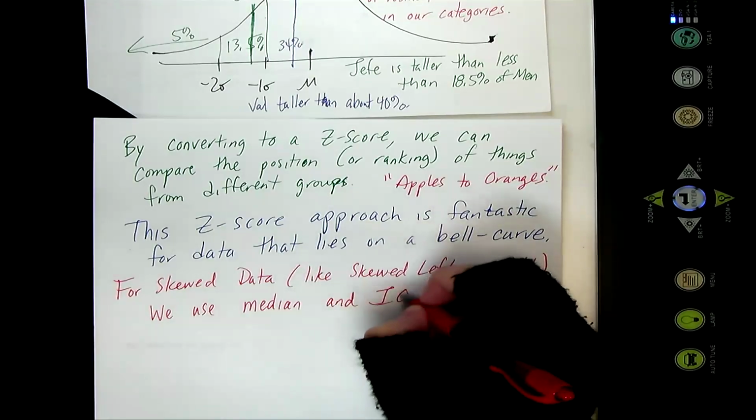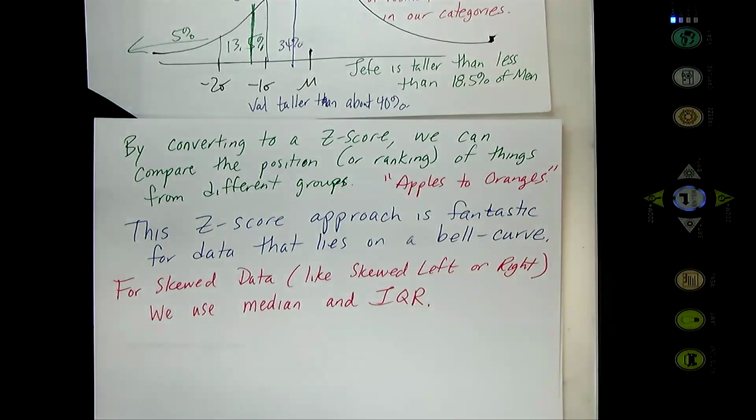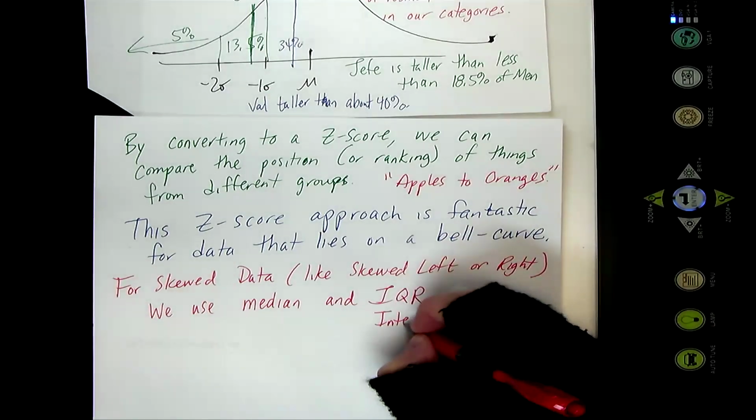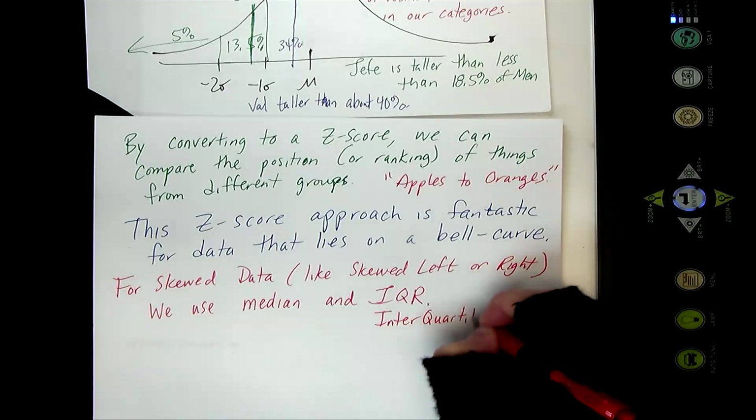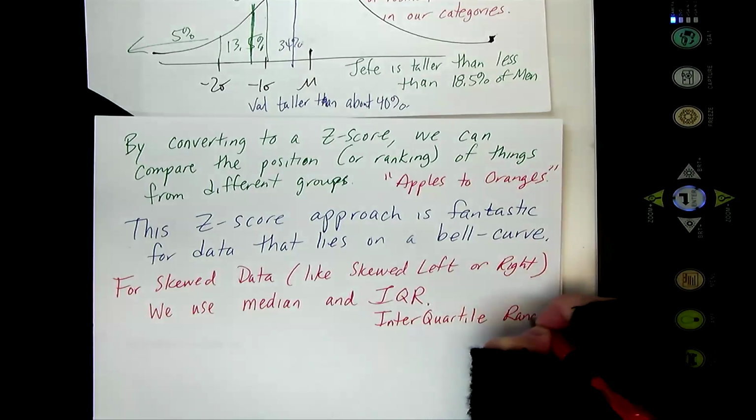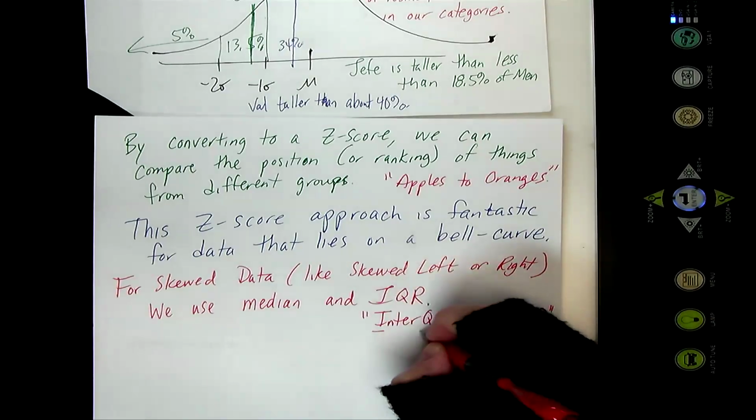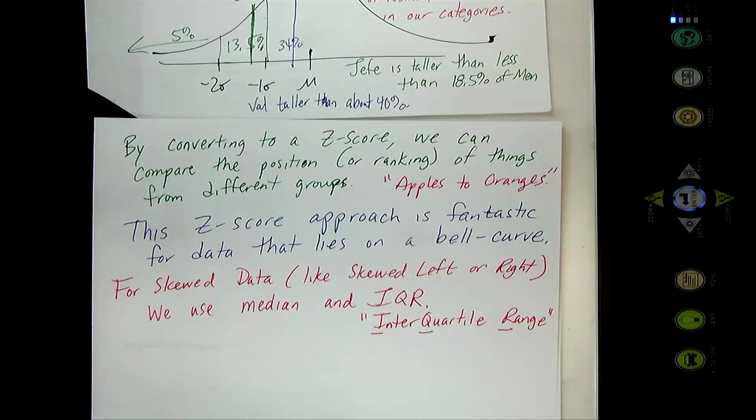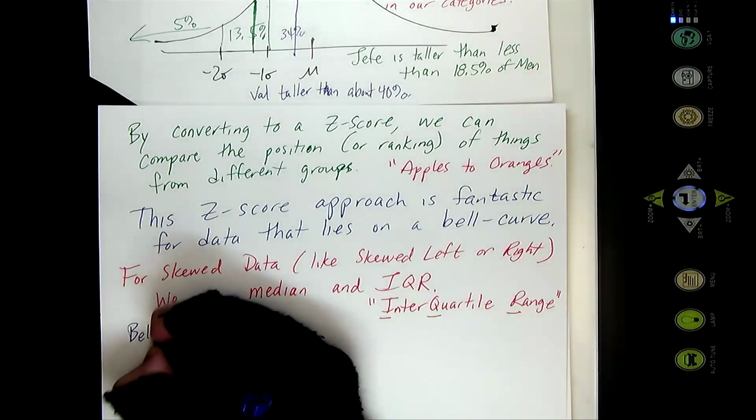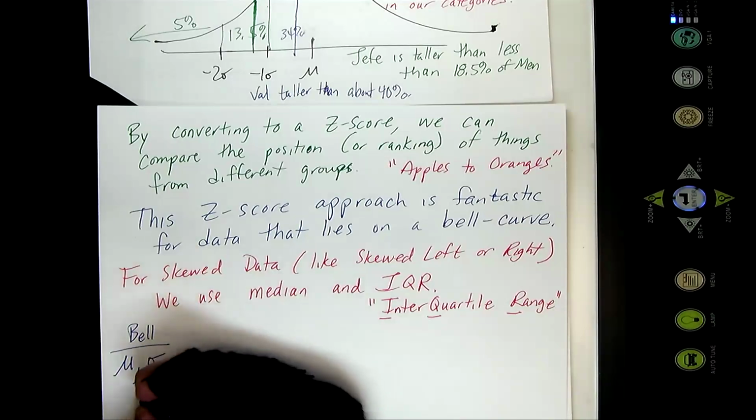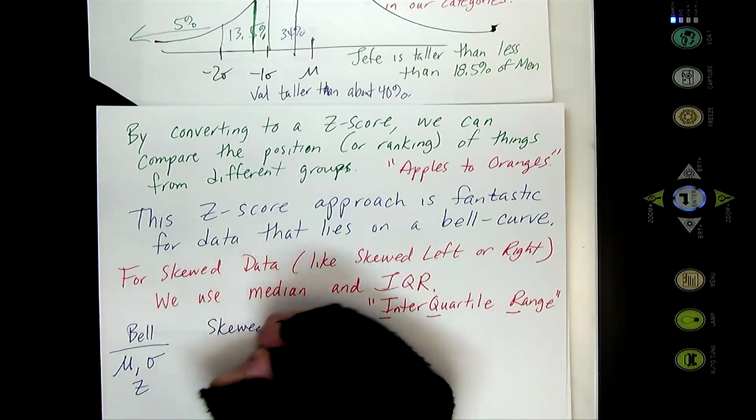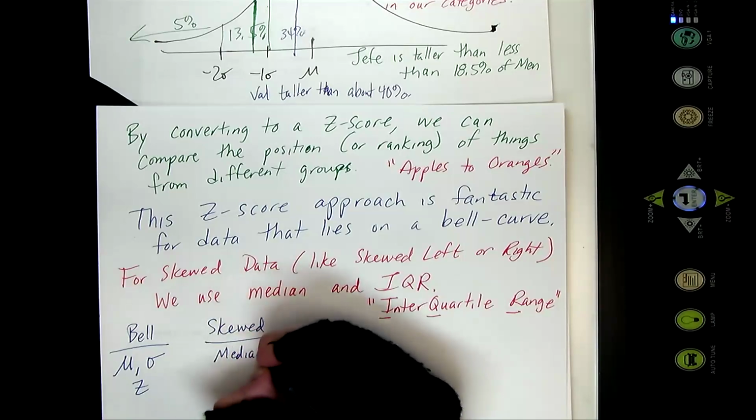And IQR. I haven't said what IQR is, I gotta show you. This stands for interquartile range. IQR. So for bell-shaped, we use mu and sigma to get z. For skewed, we're gonna use the median and the IQR.